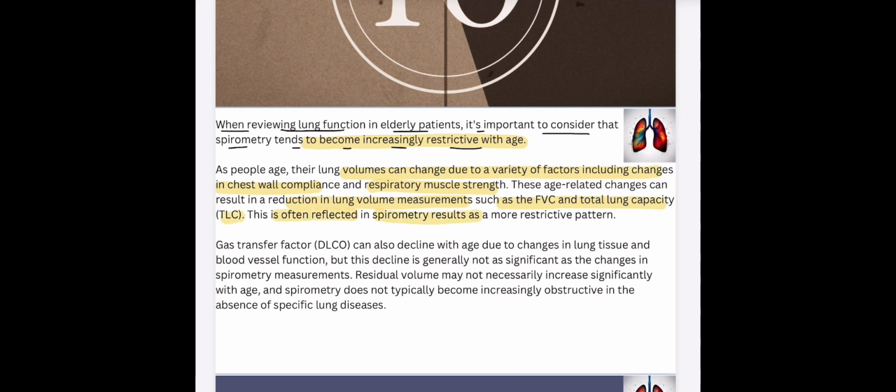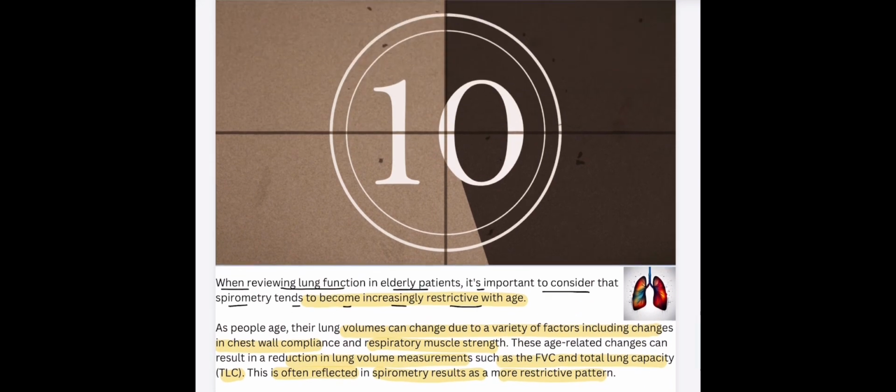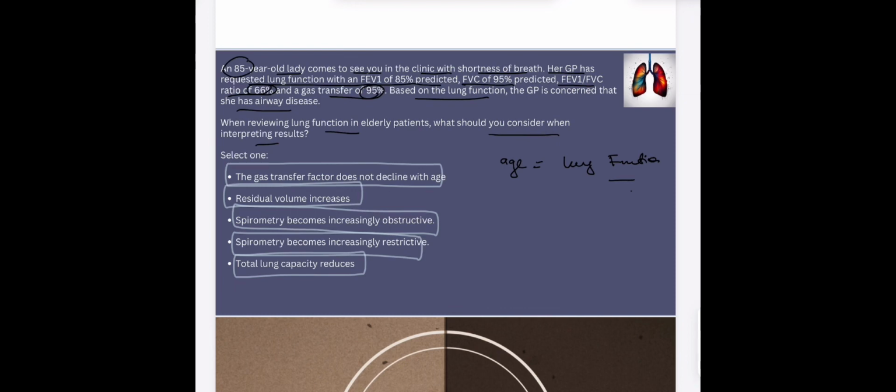This is often reflected in spirometry results as a more restrictive pattern. DLCO can also decline with age due to changes in lung tissue and blood vessel function, but this decline is generally not as significant as the changes in spirometry measurement. Residual volume may not necessarily increase significantly with age, and spirometry does not typically become increasingly obstructive in the absence of specific lung disease. So the answer is spirometry becomes increasingly restrictive with age.